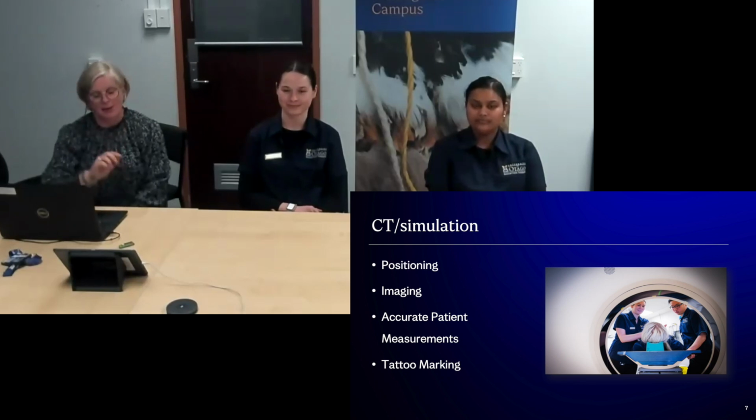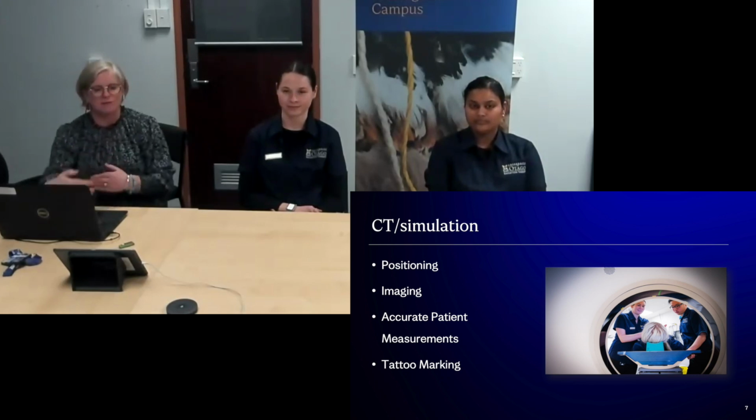about our positioning. Once we've got them in that position, we take the CT scan, but we're just looking for information about the anatomy in the area we're going to treat.